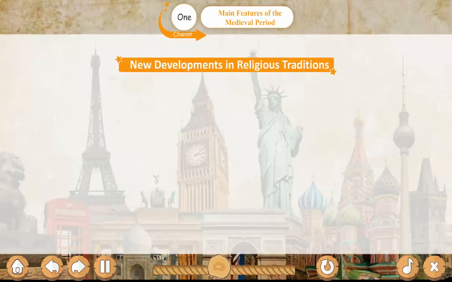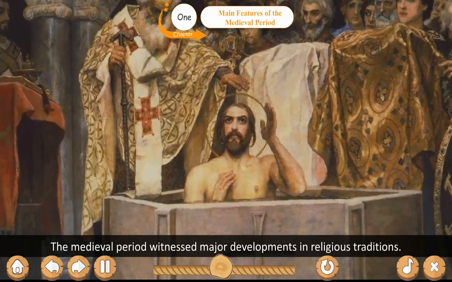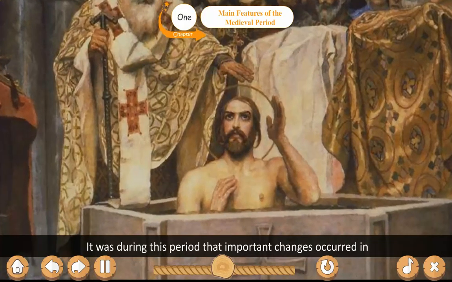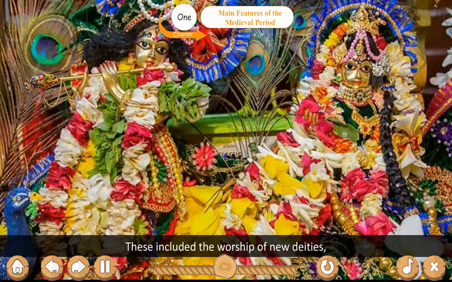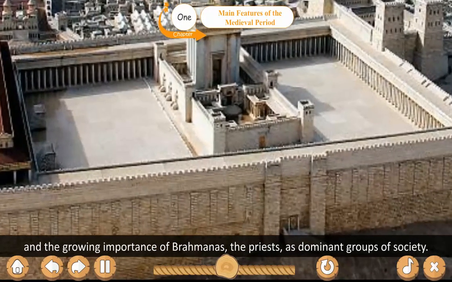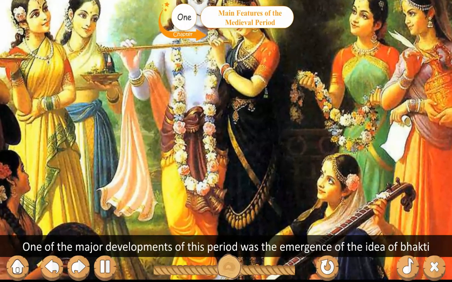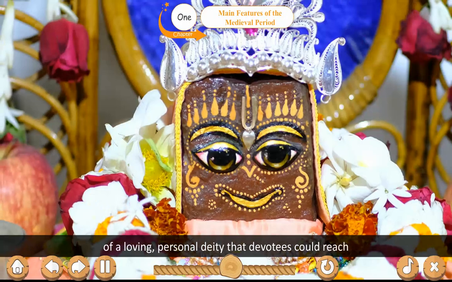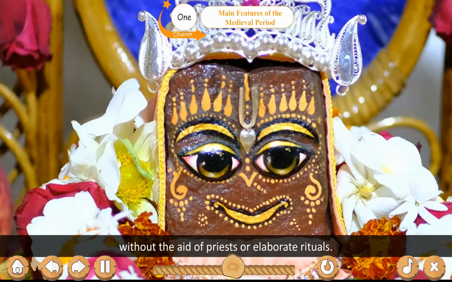New developments in religious traditions. The medieval period witnessed major development in religious traditions. It was during this period that important changes occurred in what we call Hinduism today. These included the worship of new deities, the construction of temples by royalty, and the growing importance of Brahmins, the priests, as a dominant group of society. One of the major developments of this period was the emergence of the idea of bhakti, of a loving personal deity that devotees could reach without the aid of priests or elaborate rituals.